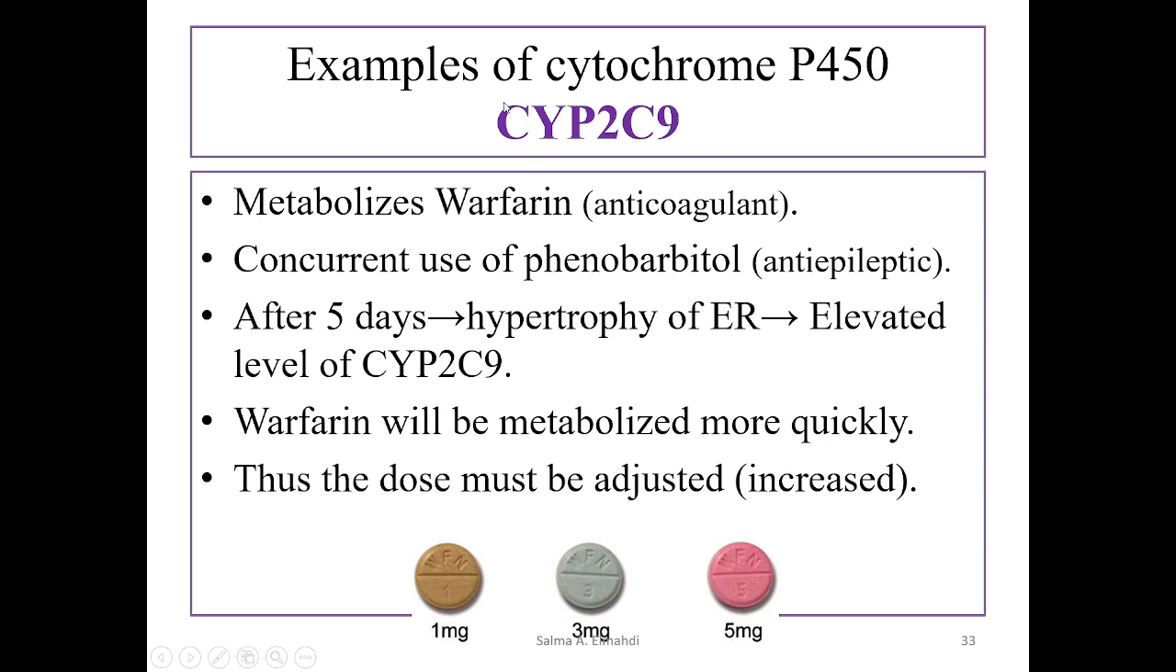Another example of cytochrome P450 is cytochrome 2C9, which metabolizes the anticoagulant warfarin from the coumarin group. With concurrent use of phenobarbital, an antiepileptic, after 5 days there is hypertrophy of the endoplasmic reticulum with elevation of the level of cytochrome P2C9. This will lead to increased metabolism of warfarin, and thus the dose must be adjusted. So you don't have to stop the drug if it is needed.